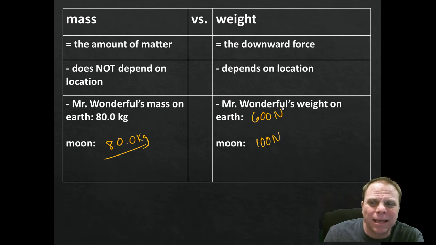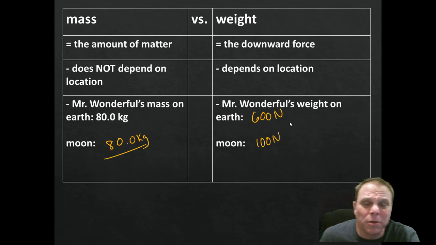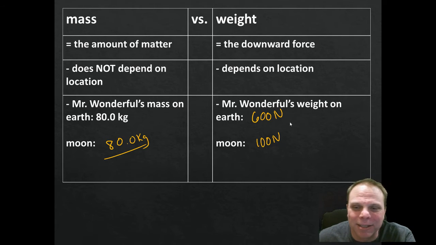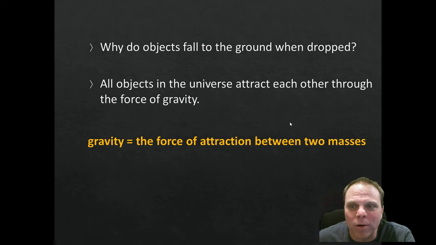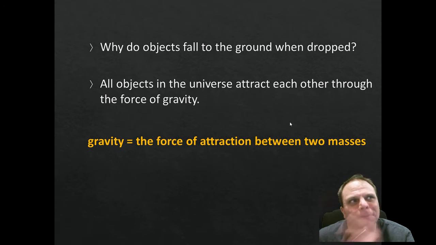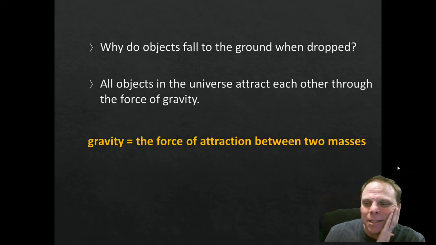What really is 80 kilograms in terms of newtons? Well, we'll learn about that a little later. All right, so why do objects fall to the ground when dropped? We have to ask ourselves these questions. At one point, people didn't really ask that question, but then somebody asked it. You guys may have heard of Newton being asleep under the tree.